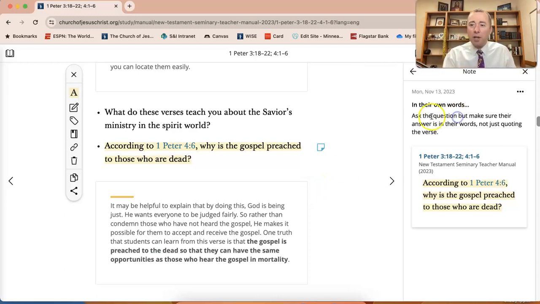Let's read the verse, but if they answer by just saying, well, it was preached unto them so that they could be judged according to men in the flesh, have them stop. Put that into your own words. Why was the gospel preached to those who are dead? 1 Peter chapter 4, verse 6. Again, practicing this theme, we want them to practice in their own words.